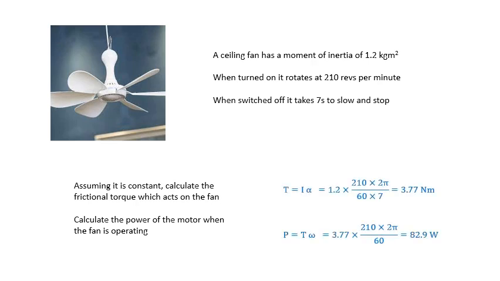Okay, so T equals I alpha, moment of inertia times the angular deceleration. Okay, 3.77 newton meters. Then when it's spinning round, power is torque times omega. So 3.77 times the angular velocity in radians per second gives you 82.9 watts.